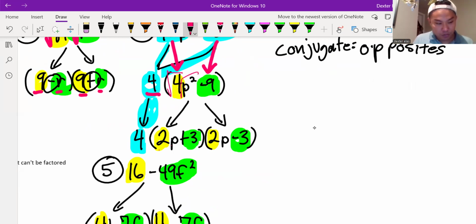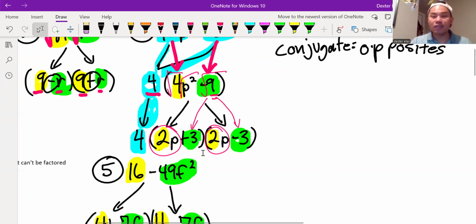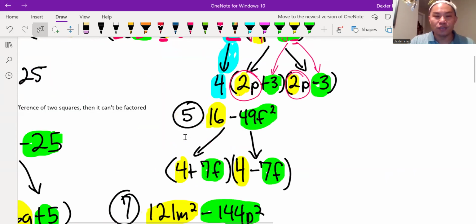Since they're factors of one another, or one is a coefficient of the other, everything gets to work within the same term. So the square root of 4p squared is 2p. And the square root of 9 is 3, and that's why it splits into 3 and 3. Again, the factors are going to be conjugates of one another, so that's going to be 2p plus 3 and 2p minus 3.